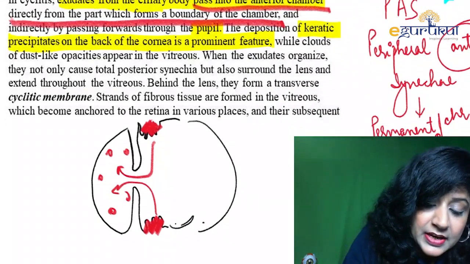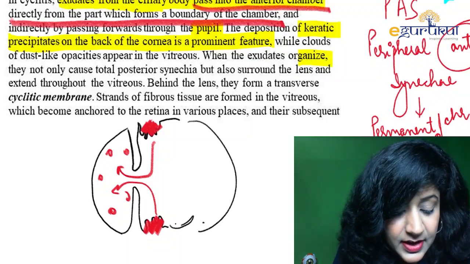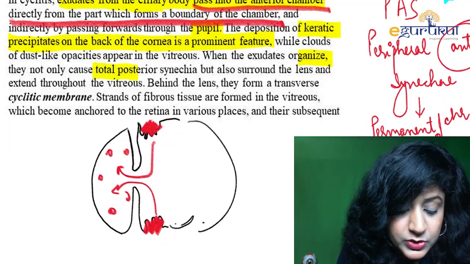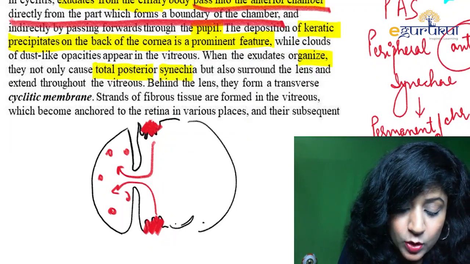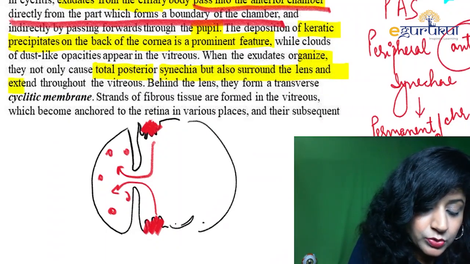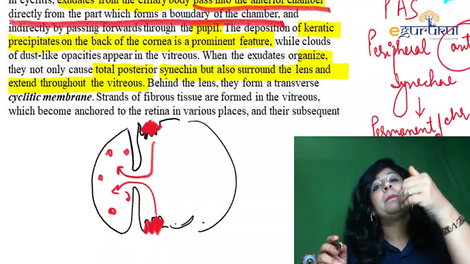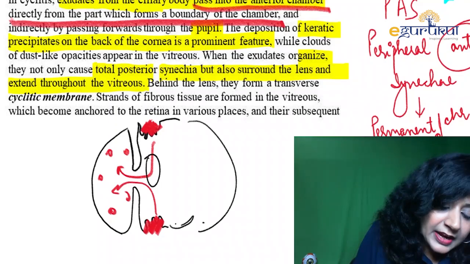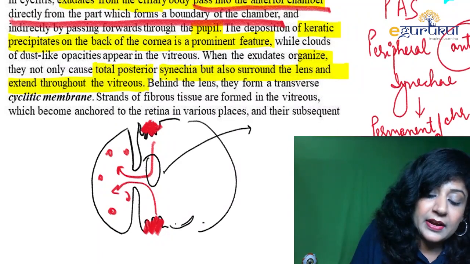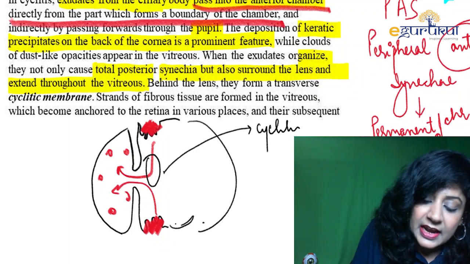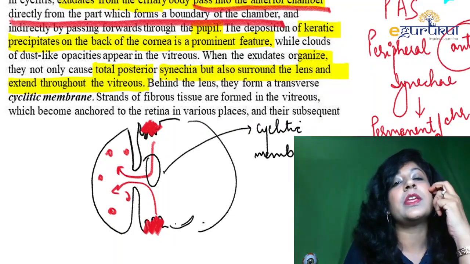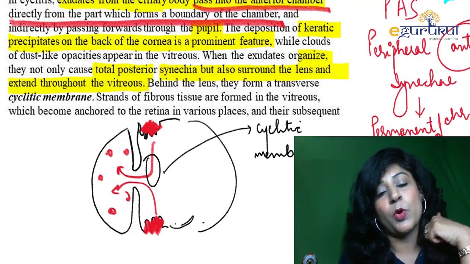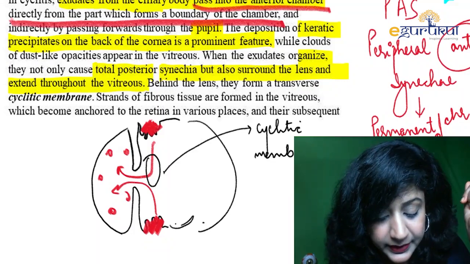So when these exudates are actually organizing, they not only cause the total posterior synechiae or the synechiae, but also surround the lens and extend throughout the vitreous. Now behind the lens also they are forming a membrane, and that will be called as the cyclitic membrane. Cyclitic word is always used with reference to the ciliary body. So this is called as a cyclitic membrane.